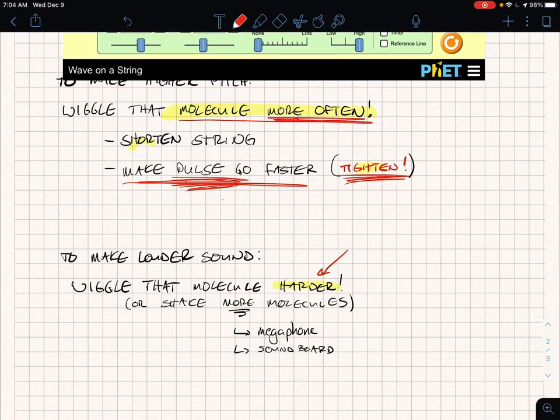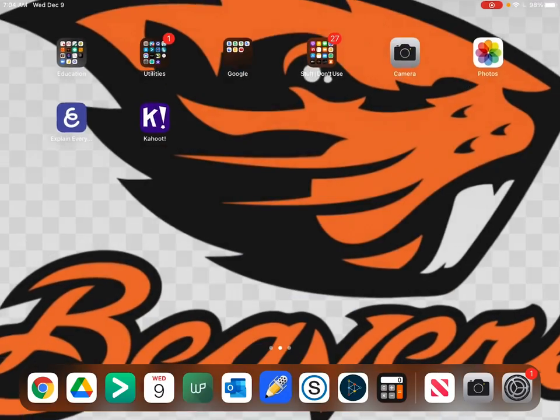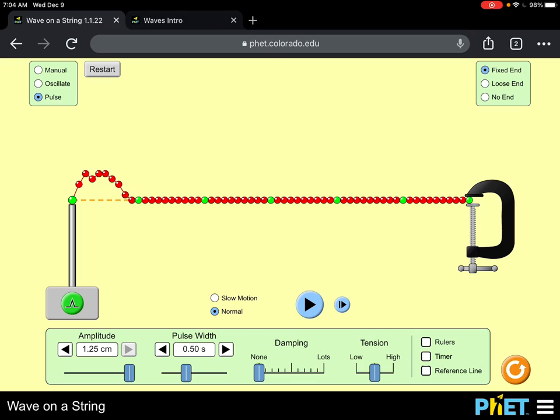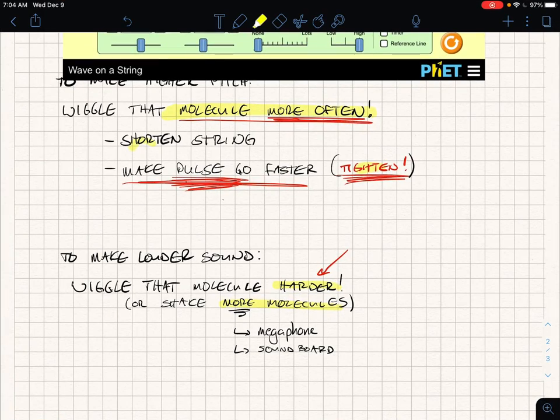Okay, the second way that we can do this, oops, that's not what I meant to do. The second way we can do this is not just wiggling that molecule harder, but you could also increase the amplitude by shaking more molecules. If you could somehow get the vibrating part of your instrument to be touching more air, so instead of just worrying about this molecule and that one, if you could make this string somehow bigger, if you can make the instrument touch more space, then you can get it to shake more air, which is a bigger, more powerful wave.